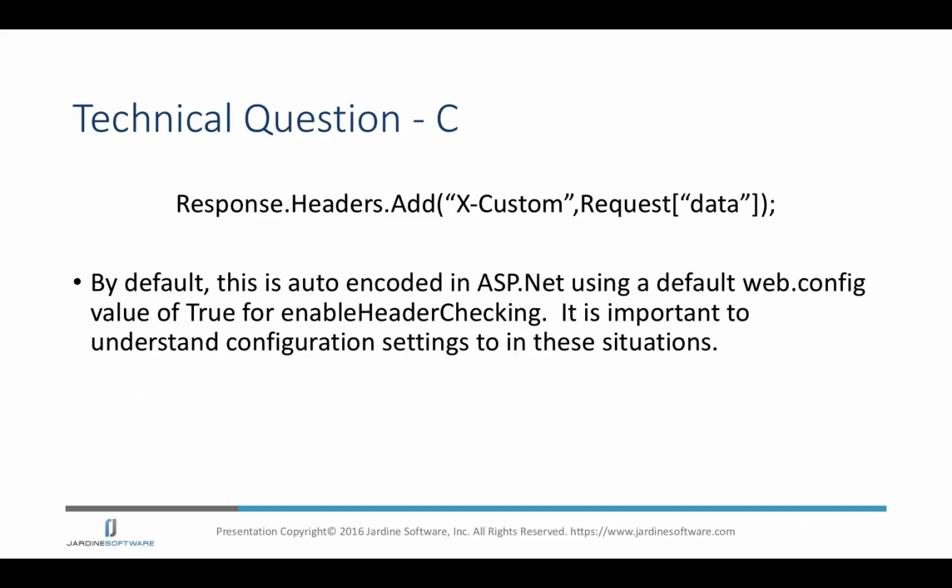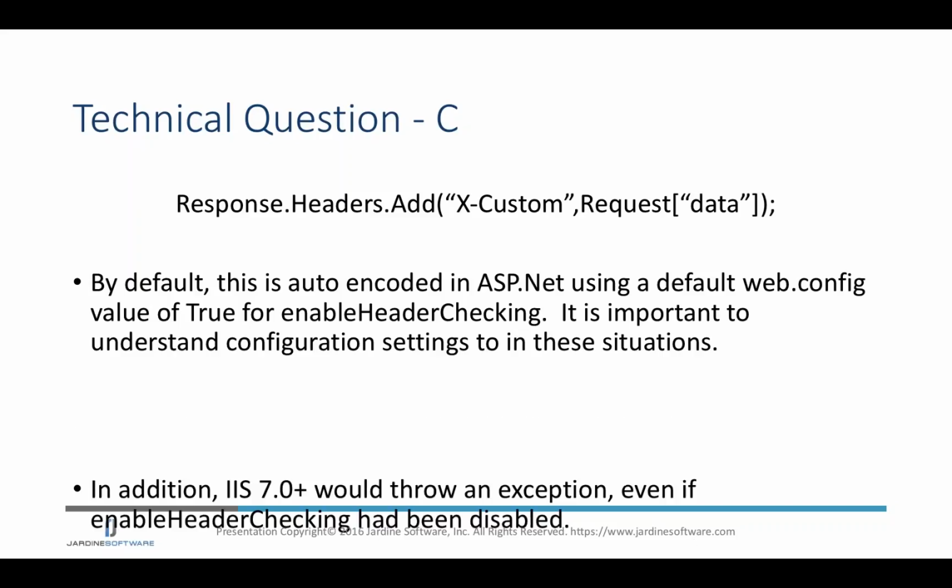So maybe that means we have to check. We have to understand the configuration file to understand whether this would actually be vulnerable code or not. Because if it's auto encoding, we don't want to encode it ourselves, and then we get double encoding, and it starts getting ugly. So we have to understand the config file now, not just the code level. So there's something to think about.